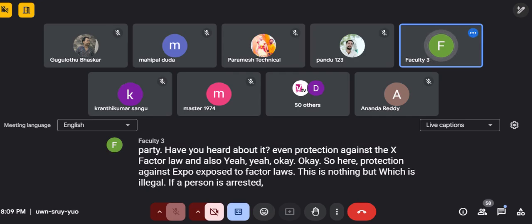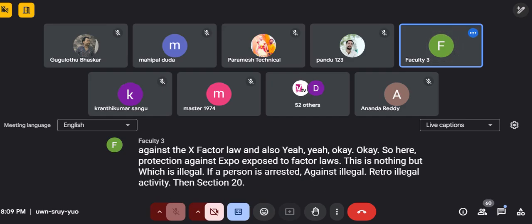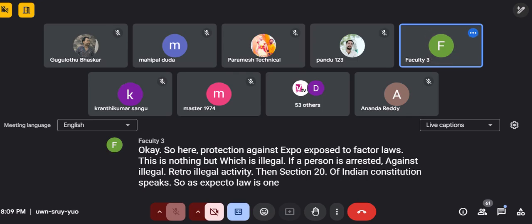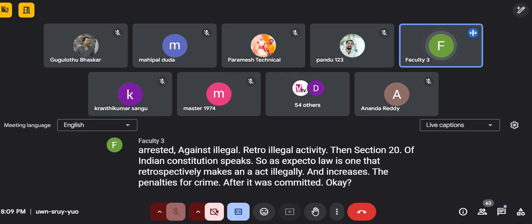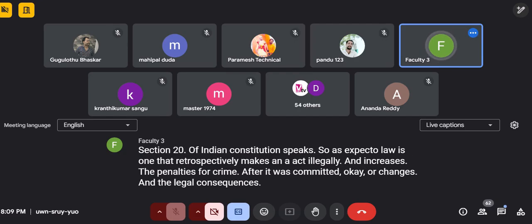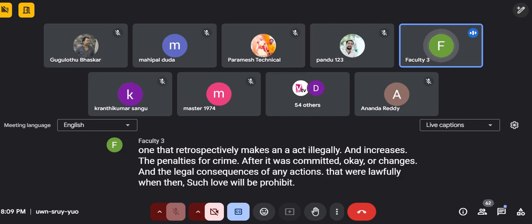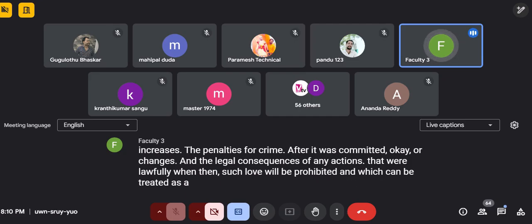If a person is arrested for an illegal activity, then Article 20 of the Indian Constitution speaks. An ex post facto law is one that retrospectively makes an act illegal and increases the penalties for a crime after it was committed, or changes the legal consequences of actions that were lawful when done. Such a law is prohibited, and can be treated as a violation of principles of fairness or justice.